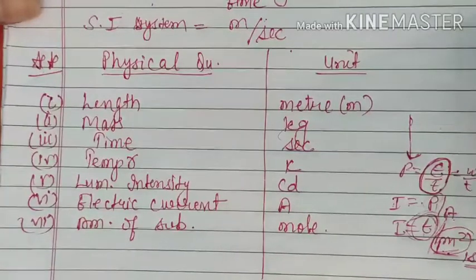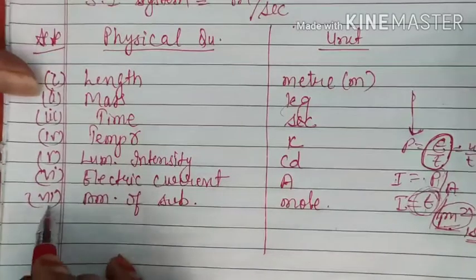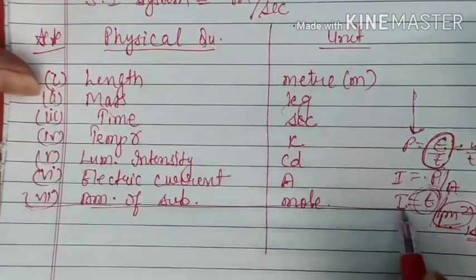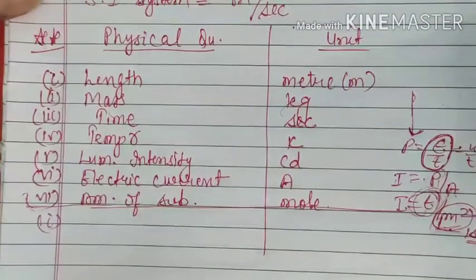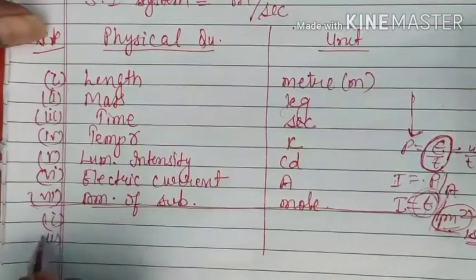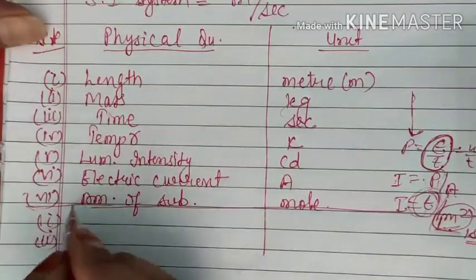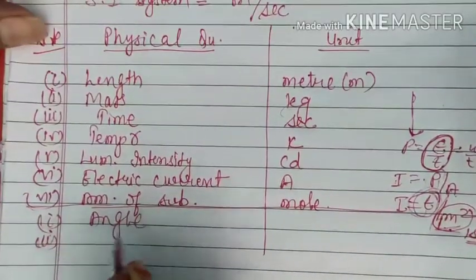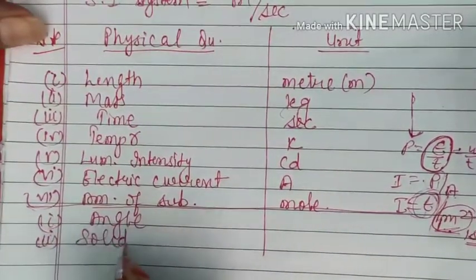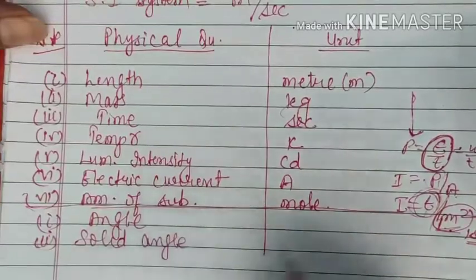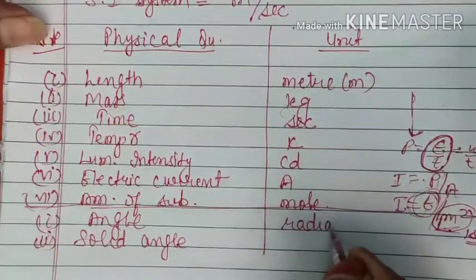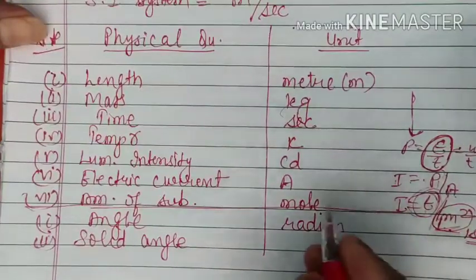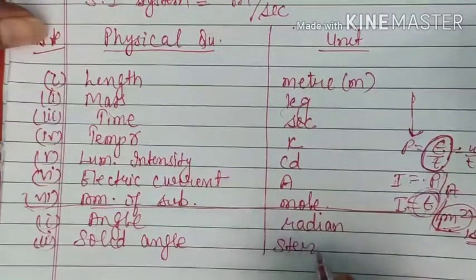So these are our fundamental units, but along with these we have two complementary units also. We will not frequently need them, but we may need them, so for that we have kept two things: one is angle and one is solid angle. These are the same things you have learnt in maths. Angle is measured in radian, and solid angle is measured in steradian.